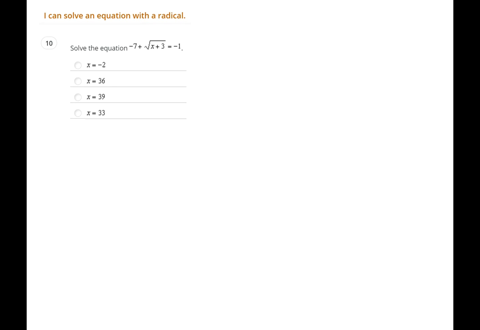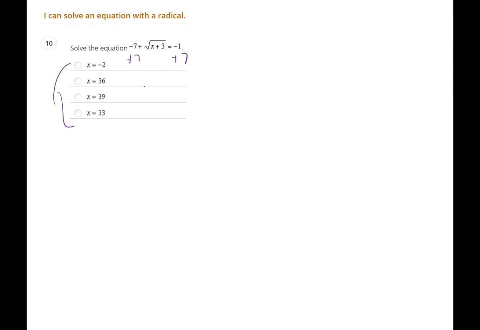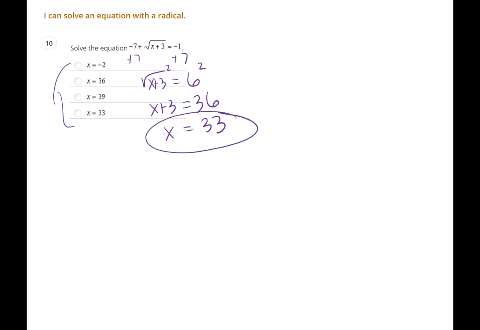All right, number 10. So we got to solve the equation, so I need to get it down to the radical isolated first. So I'm going to add the 7. And chances are I may not put these multiple choice on the test. It might just be an open-ended one, so you got to be careful, okay? So we've got the square root of x plus 3 equals 6. I'm going to square both sides, so you'd have 36. And then you have x equals, I subtract the 3, and that gives me 33. As long as I put it in, don't get a negative under the radical sign, I'm good, so 33 is a good answer.